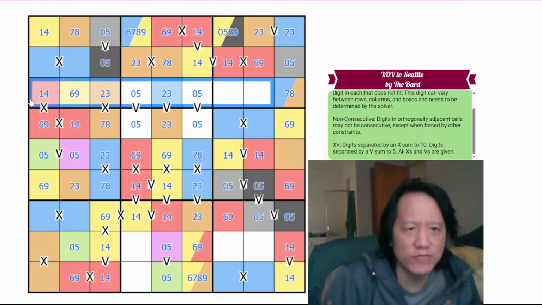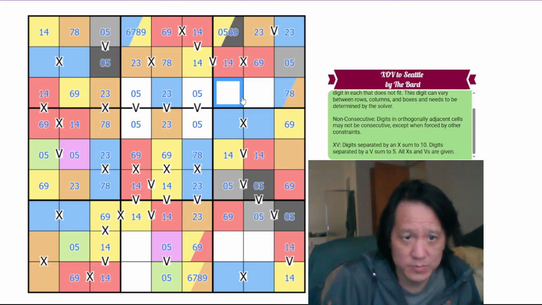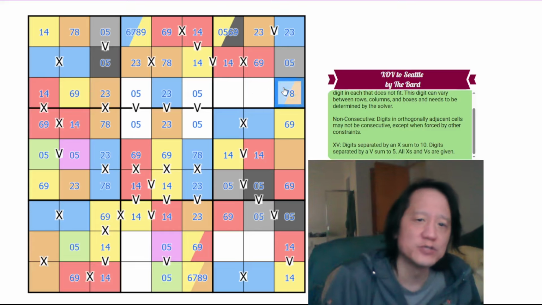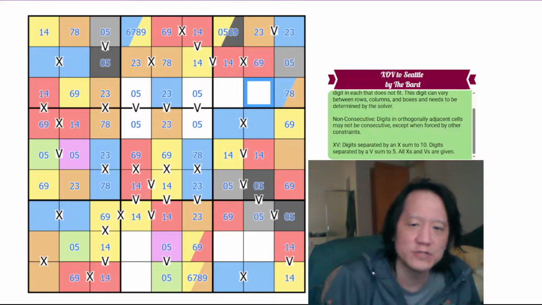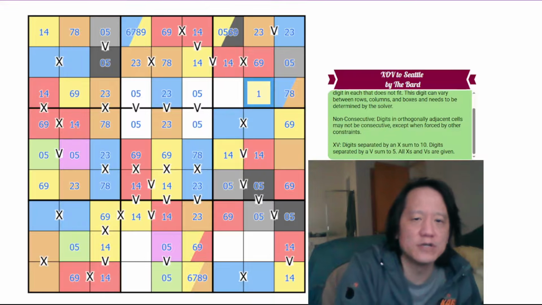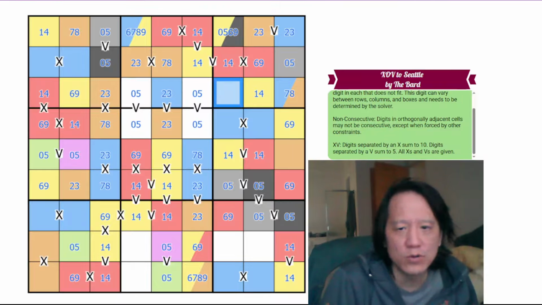Let's do row 3. We're missing low yellow, and this can't be low yellow. We're missing high red. Okay, so we're missing high red in row 3. So that means we have to have a guaranteed low yellow. So this is guaranteed low yellow. And this must be blue or orange high digit.